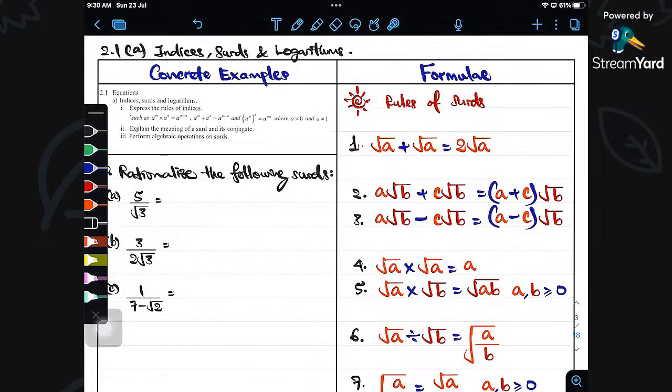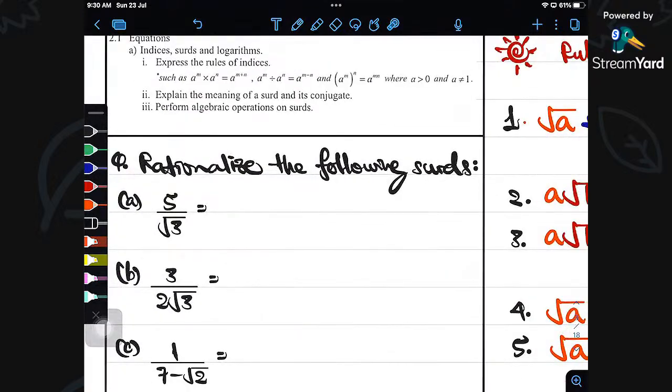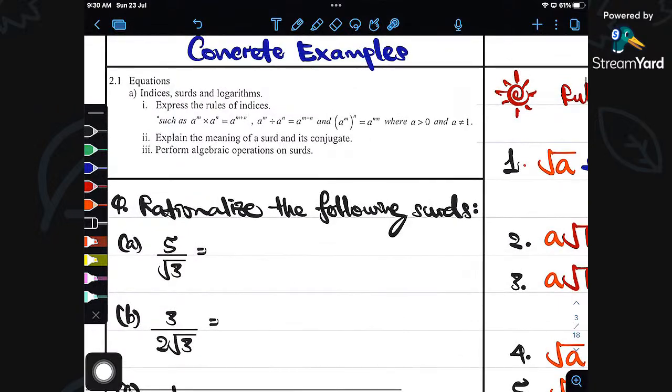Next part is where we will learn how to rationalize. Okay, so now we will learn how to rationalize. So di sini, apa yang kita nak rationalize kan? Rationalize the following surd. Okay, the following surd. We are still at the surd. Cumanya, we do not like it. We do not like the surd di bahagian bawah ini.